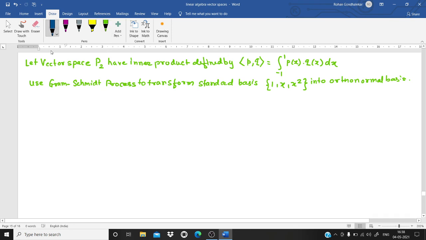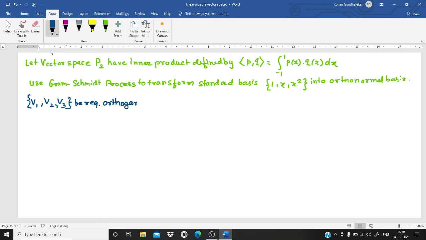Here my U1, U2, U3 are the given basis, and V1, V2, V3 are the required orthogonal vectors. I am purposefully saying orthogonal. So what is V1? V1 is U1. What is U1 here? 1. V2 is U2 minus inner product of U2 with V1 upon norm V1 square into V1. Fine. This is my U1, this is U2 and this is U3.